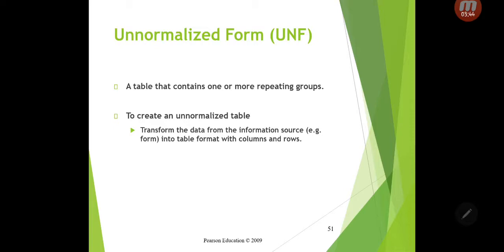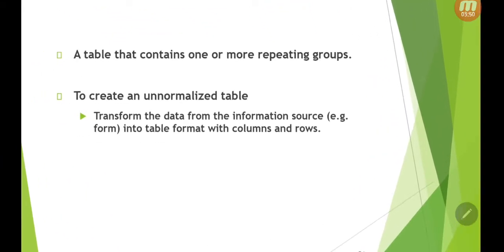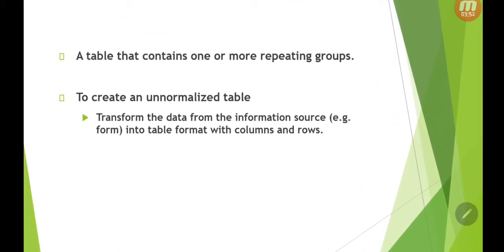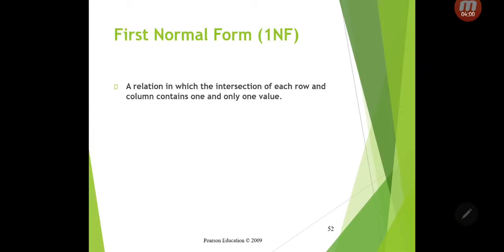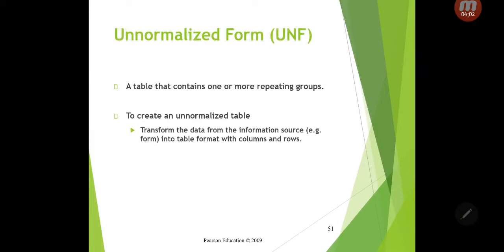Okay, unnormalized table: you transform your data from the source into table format with columns and rows. You just get the data from the data source and transform every piece of data into the table format.